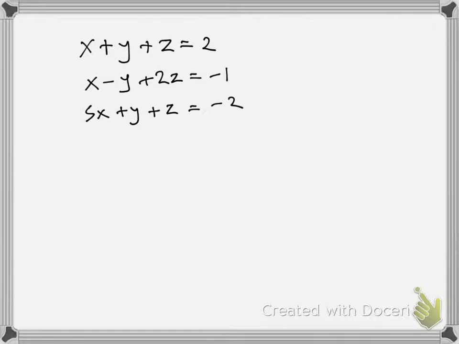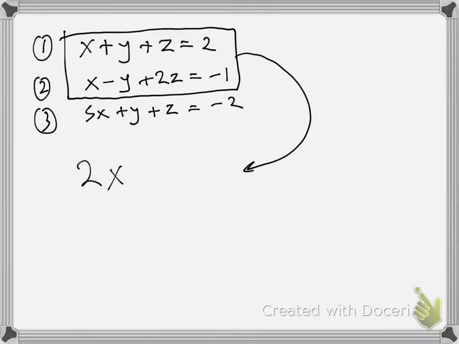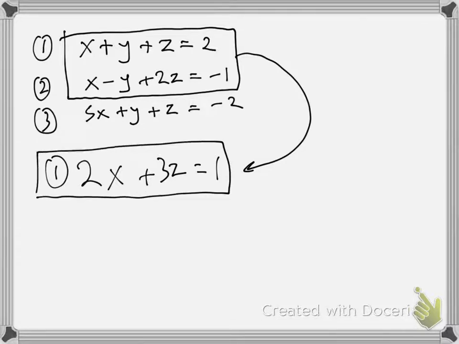Remember, I'm going to get rid of the y's. I think that's the best one, but I'm going to only pick two of these, okay? So I'm going to pick these first two. So when I add them together, remember that's equation 1, equation 2, equation 3. If I add these two together, x plus x is 2x. Can you see the y's cancel? 1z plus 2z is 3z, and 2 take away 1 is 1. There. I now have an equation in just two variables, not three.